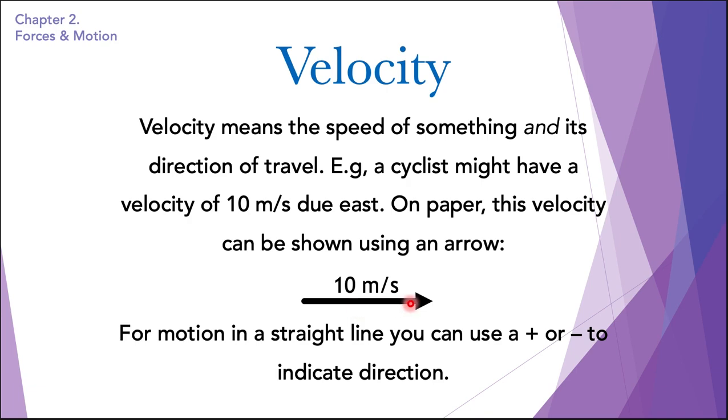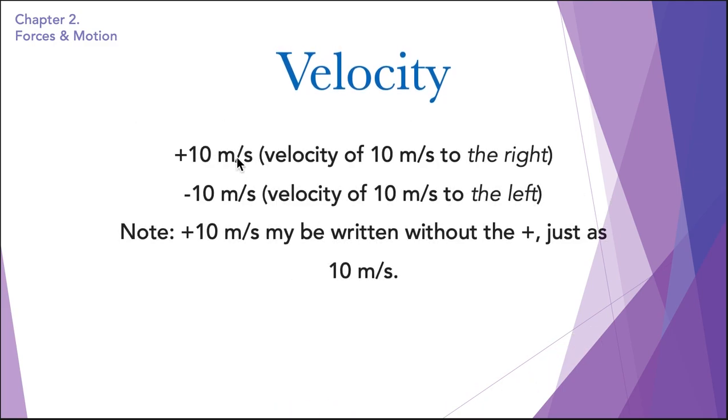And for motion in a straight line, you can use a plus sign or a minus sign to indicate direction. So a plus sign would mean to the right and a minus sign would mean to the left. Plus 10 meters per second would mean velocity of 10 meters per second to the right. And minus 10 meters per second would mean velocity of 10 meters per second to the left.